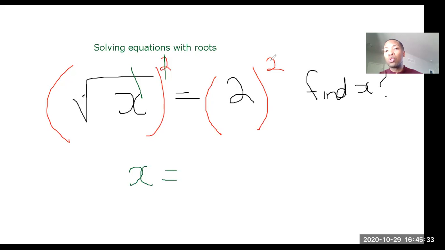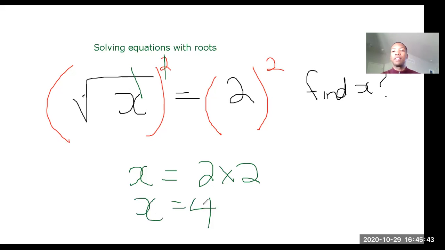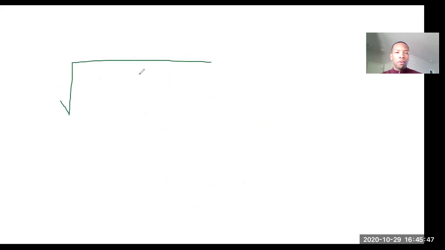And then I do 2 squared. 2 squared means 2 times 2. And 2 times 2 is 4. So x is equal to 4. Let's do one more example.